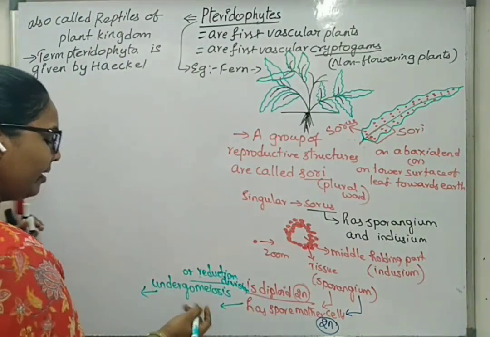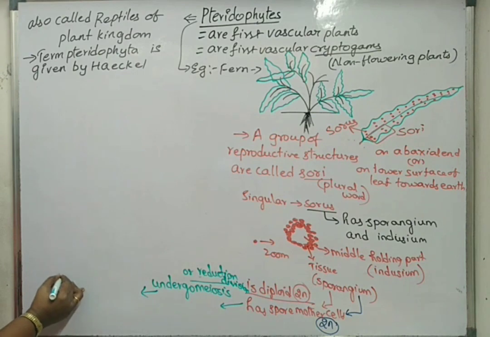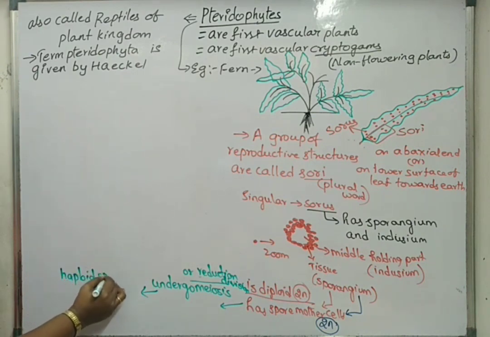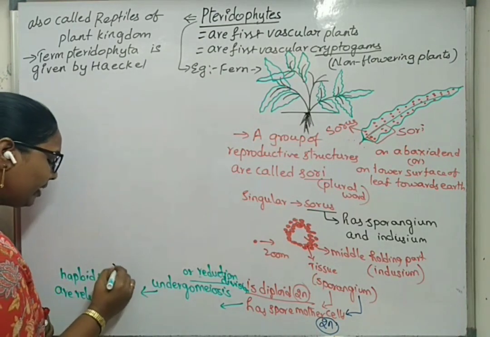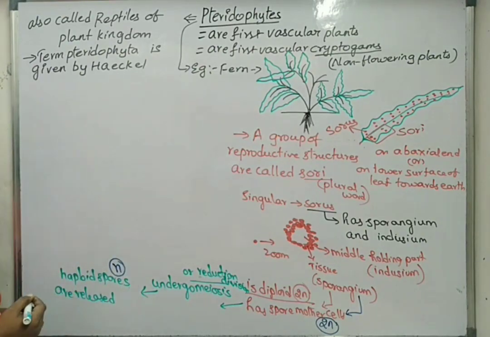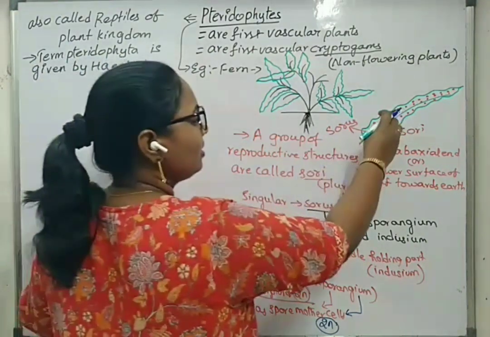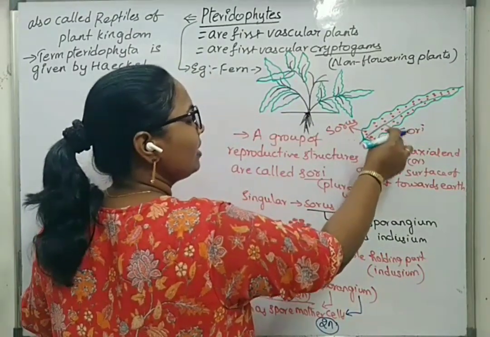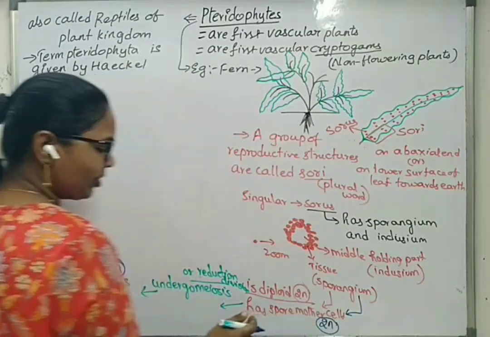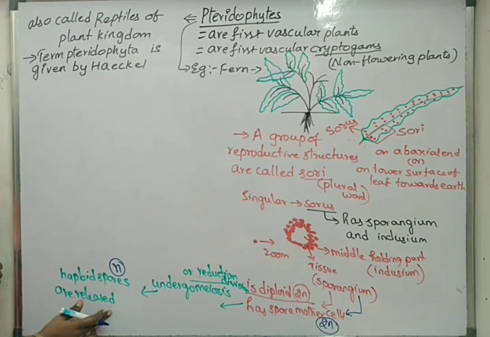Then after meiosis, haploid spores are formed. Haploid means having only one set of chromosomes, which we represent with a small letter n. These are the details regarding the sori, the sporangium, the spore mother cells and the spores.